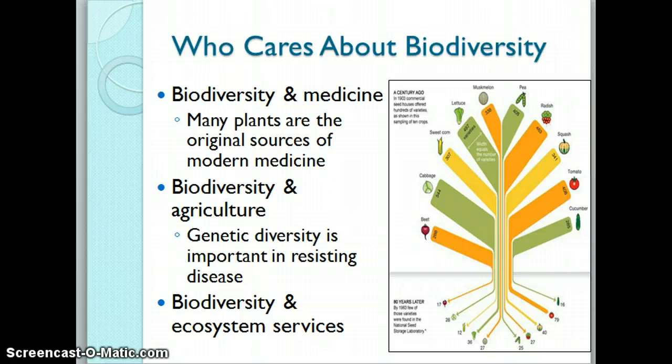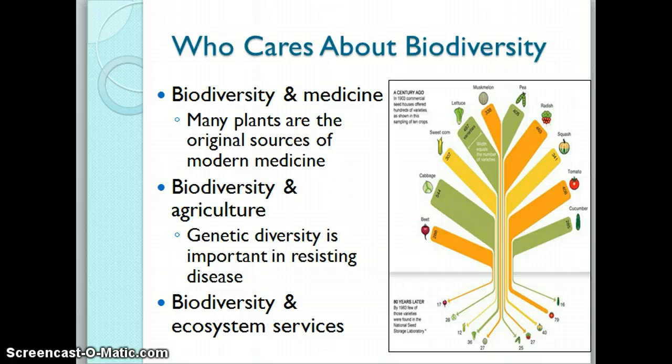There are three main reasons why biodiversity is important to humans. First of all, most modern medicines were discovered in plants. Aspirin originally came from willow trees, but we can now create the chemical aspirin in labs. Many other medicines come from plants, and no doubt there are many medicines from plants we haven't even discovered yet.